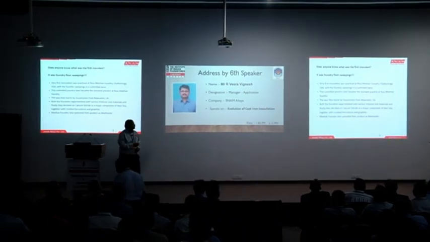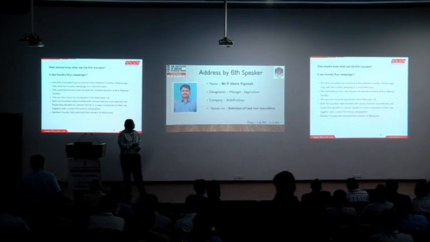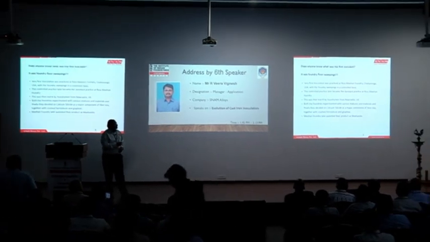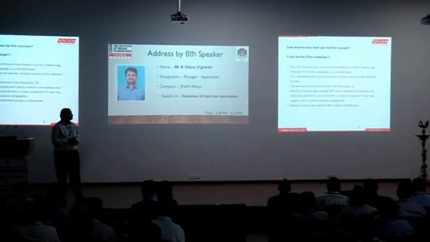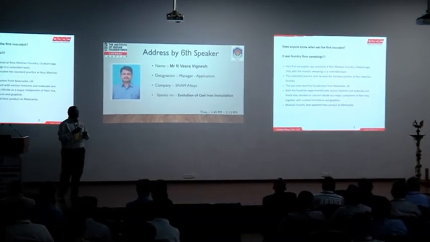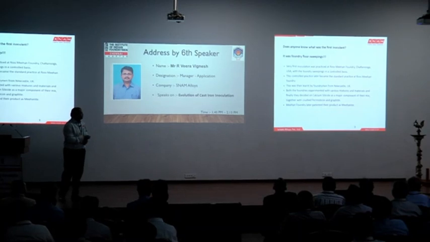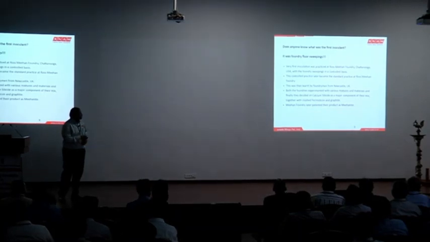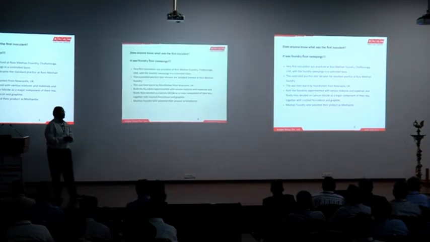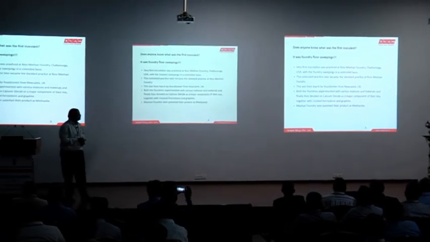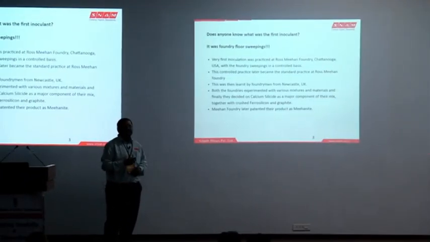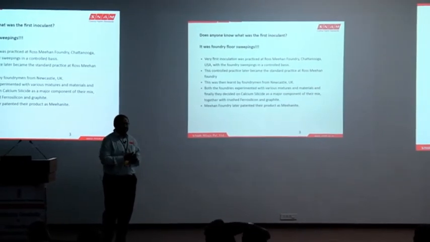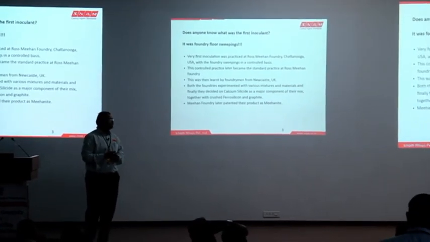This happened in a foundry called Ross Meehan Foundry in USA. When they analyzed all these castings, the results were very good, and they started analyzing what this change could have been. They found calcium silicide as a major component of the foundry sweepings. So they later patented the technology, and they call that Meehanite iron. That is, iron produced with that particular mixture giving good results is called Meehanite iron.